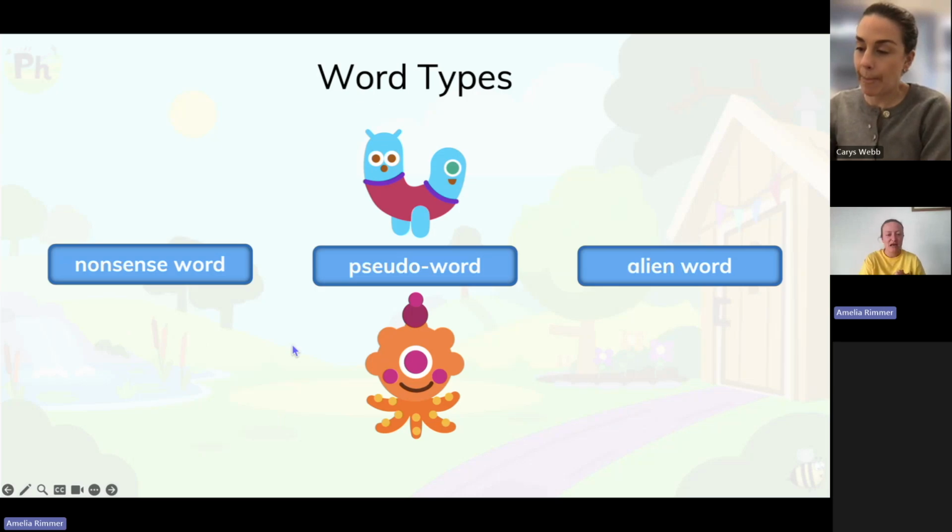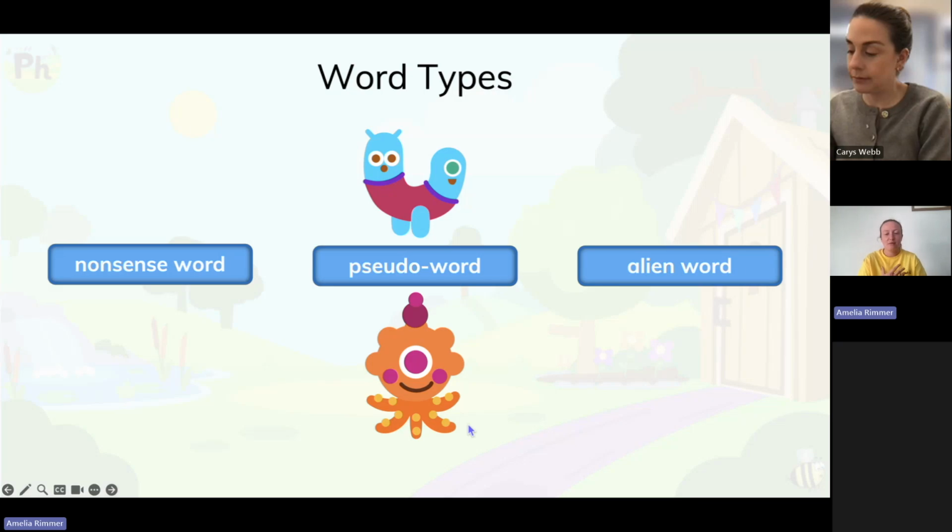You do get some different word types, and there is one that's key for the Phonics Screening Check, this idea of pseudo words. They are also called nonsense words or alien words. These are all talking about the same thing. Pseudo words have the same structure as a word in English, but they've got no meaning as an English word. So they're also called non-words or nonsense words. They're most commonly alien words because they often have a little alien picture like this.